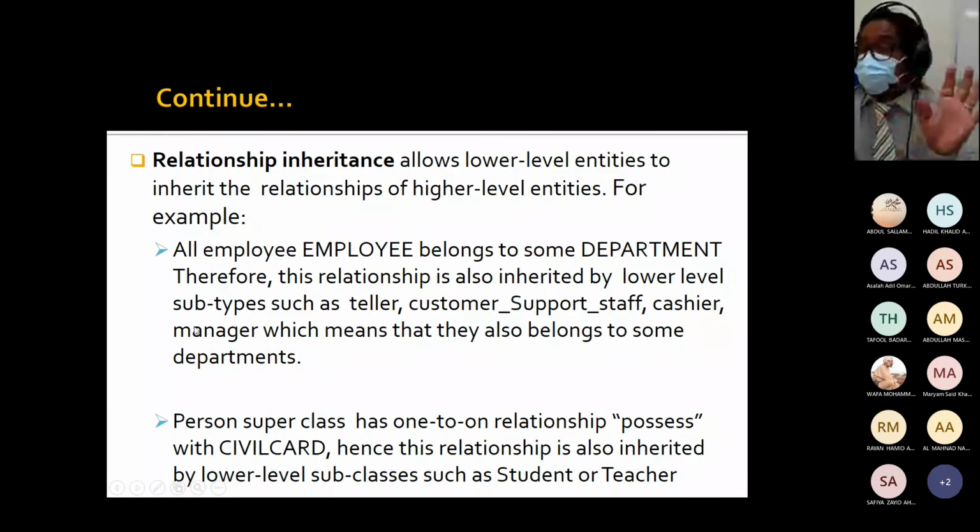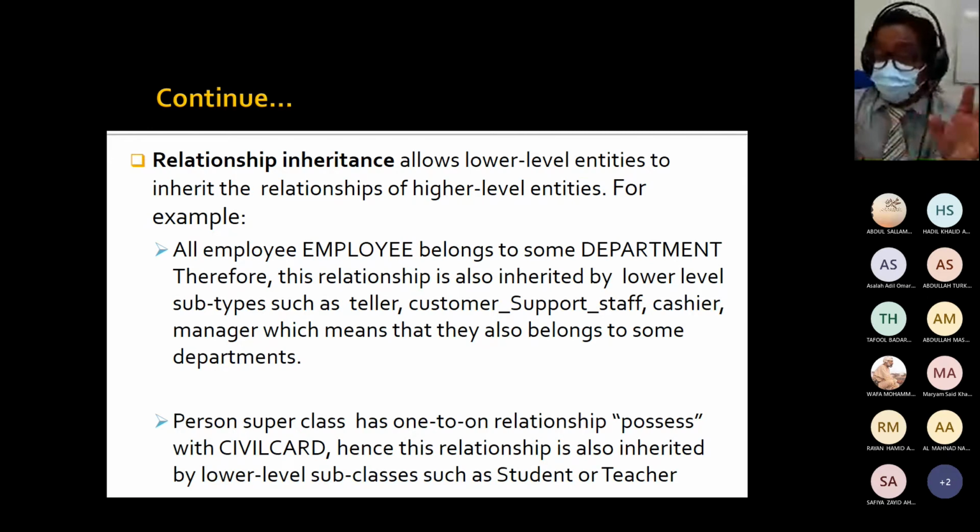But we're talking here about relationship inheritance. We are only talking about inheritance, which means if you already have a related table or related entity, and the employee entity has subclasses, all the subclasses at the bottom will inherit all of the higher level, which is that the employee has a relationship to the department. So just like from a superclass, we have a one-to-one relationship, pretty much like that. It possesses a civil ID number, and all the sub-levels will definitely inherit all the relationships from the other entity.